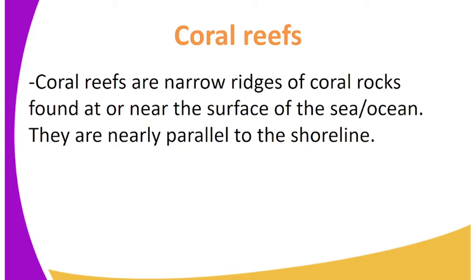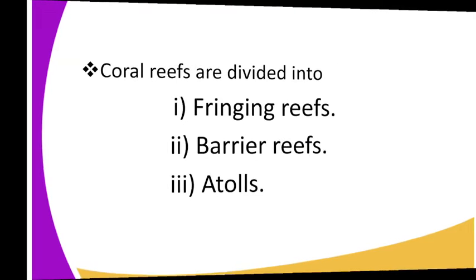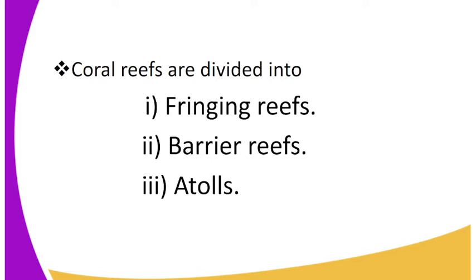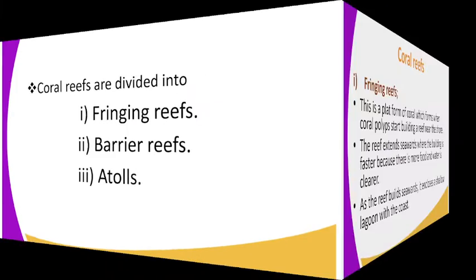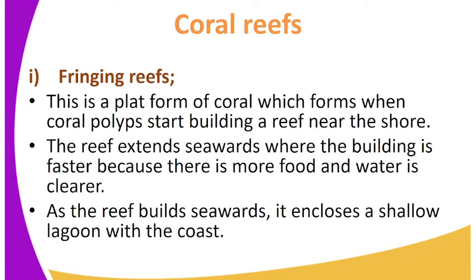Coral reefs are narrow ridges of coral rocks found at or near the surface of the sea or ocean. They are nearly parallel to the shoreline. Coral reefs are divided into 1. Fringing reefs, 2. Barrier reefs, and 3. Atolls. What are fringing reefs?